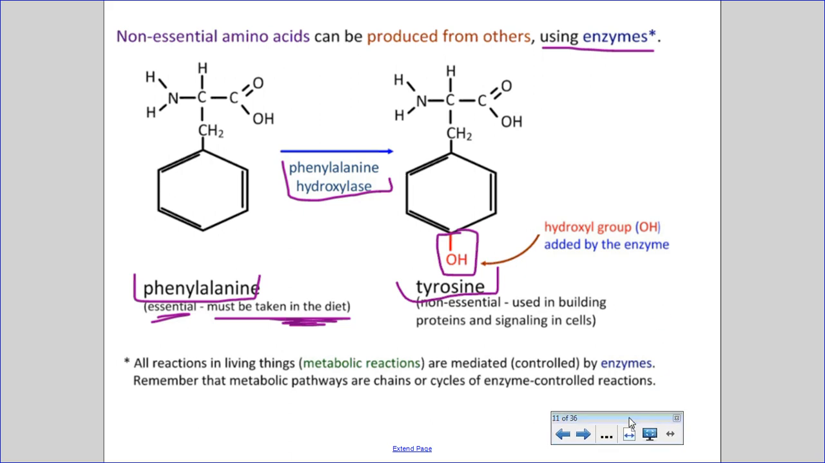So this example is going to become important for a condition that we talk about later called phenylketonuria, in which this enzyme is missing, and so this reaction cannot take place. So make sure you remember that name, phenylalanine hydroxylase, which converts phenylalanine to tyrosine.